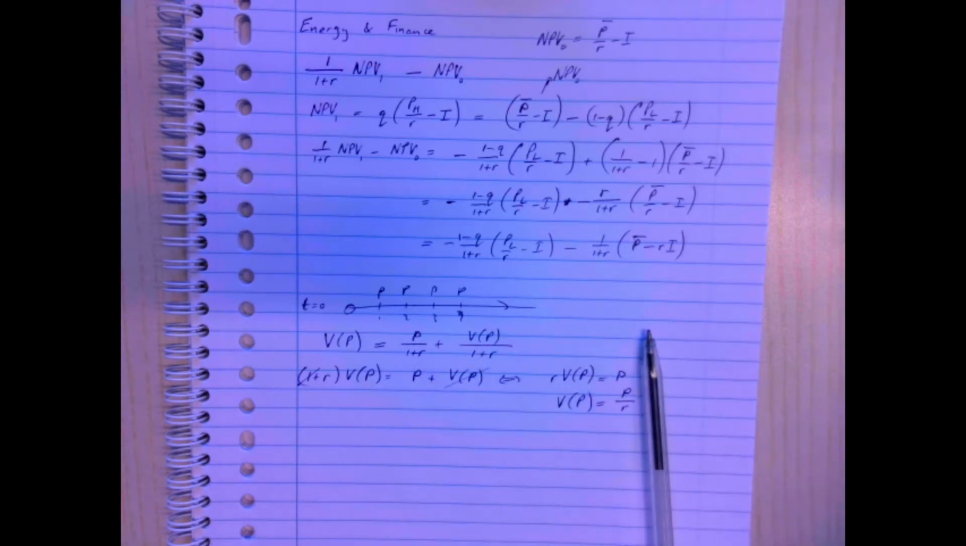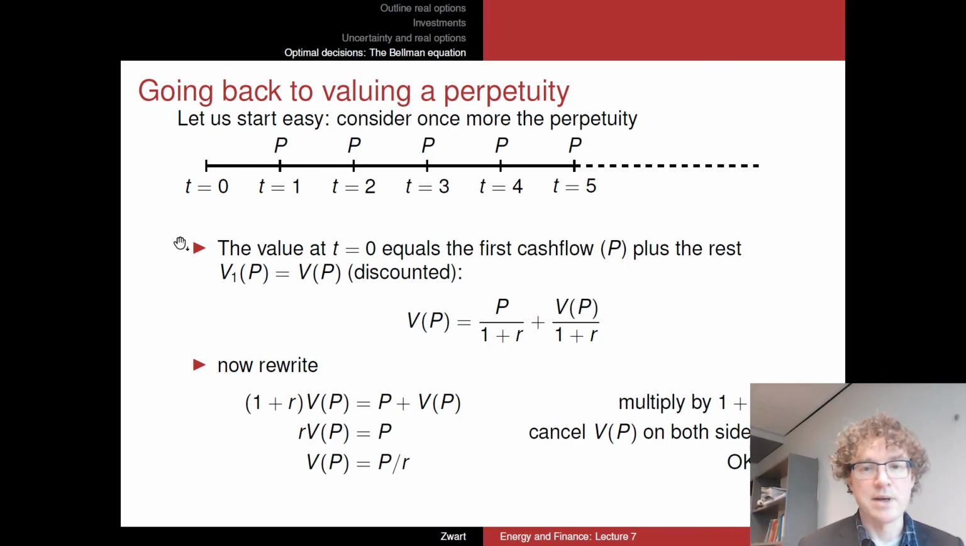Okay, so let's get back to the slide then. So here we see that same computation.